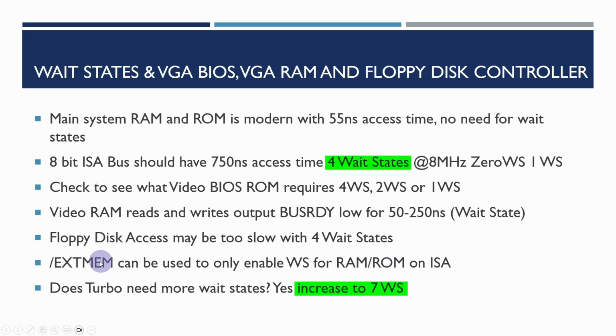And I've used this external memory output pin from the decoder that basically enables me to only enable the wait states for RAM and ROM on the ISA VGA card. I've also done some testing, and the turbo mode does actually need some more wait states, so I've increased the wait states up to about 7 for when we're in the turbo mode. So if you just have a look at the changes necessary to the PLD for that.